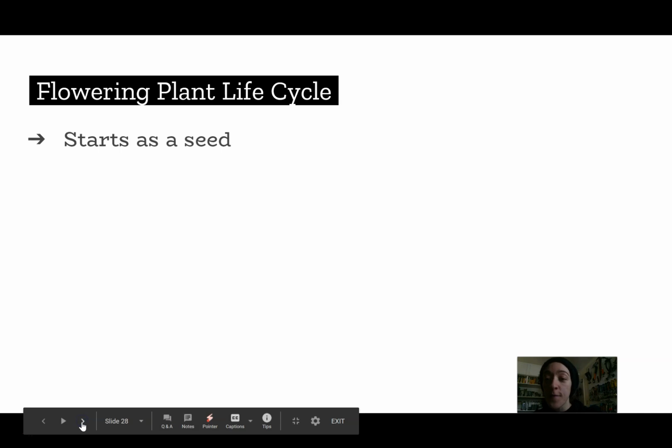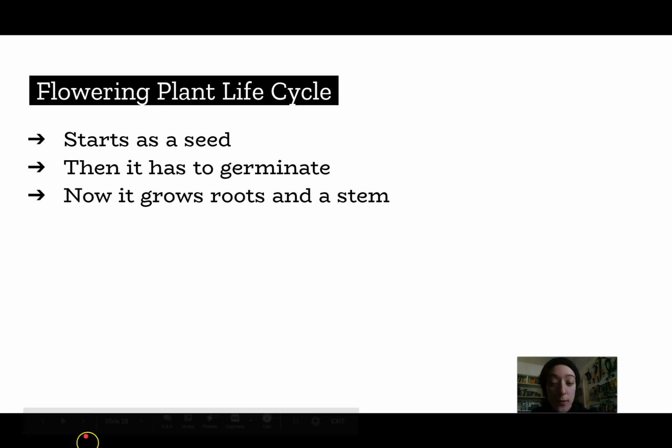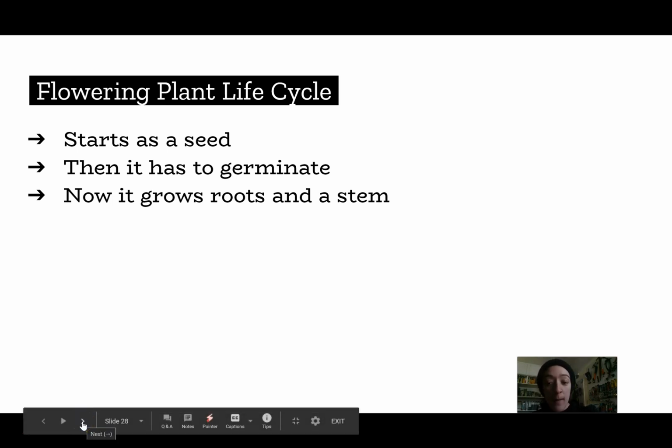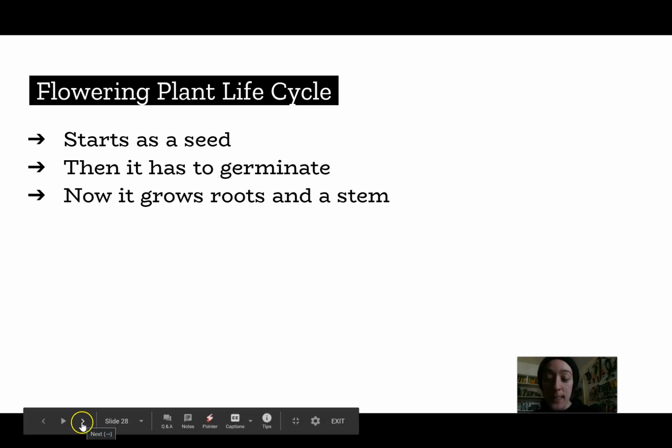There you go. So first we have a seed, then it has to germinate. Then third stage, now it's going to grow roots and a stem. So this sort of happens simultaneously, right? Roots and a stem are popping out of the seed almost at the same time. Let me show you.